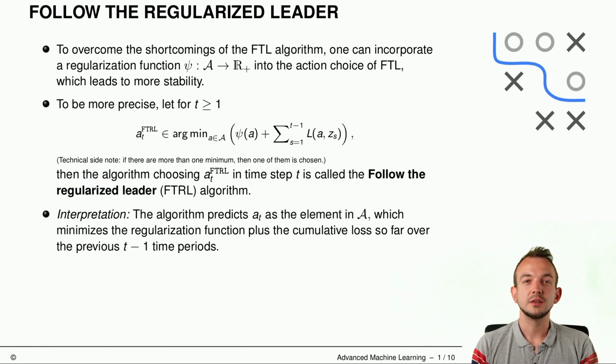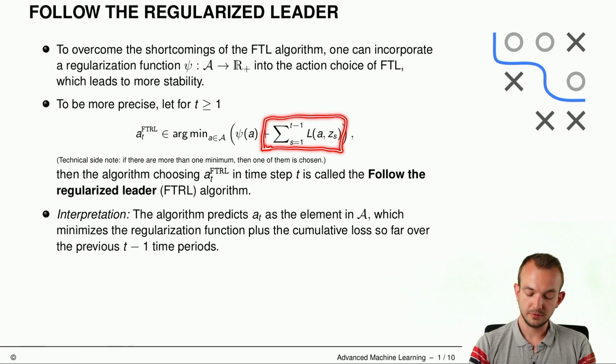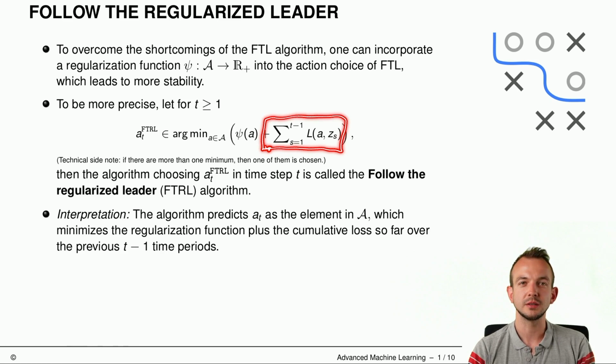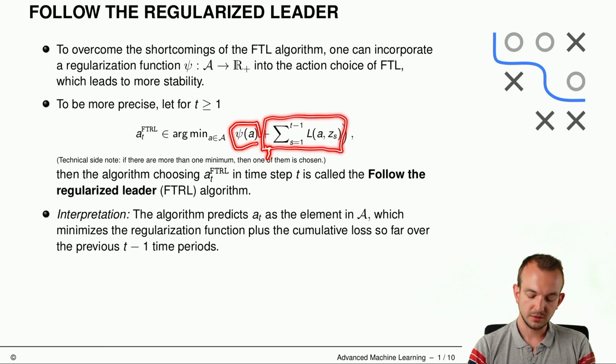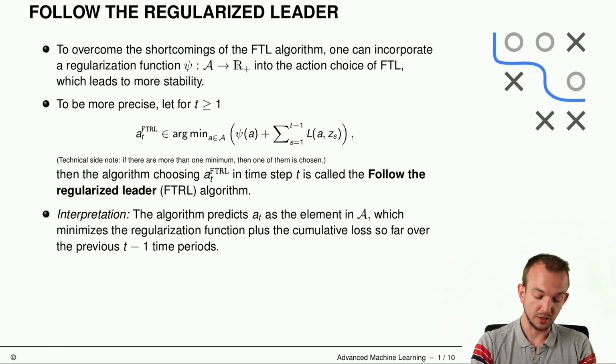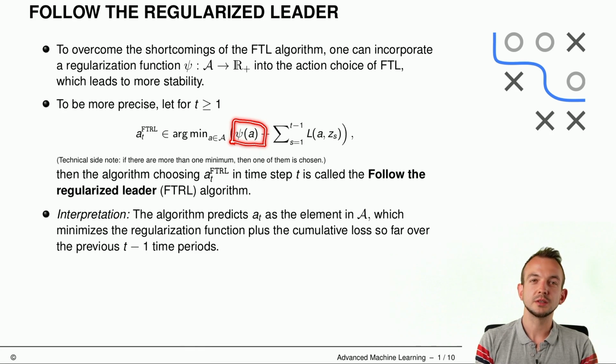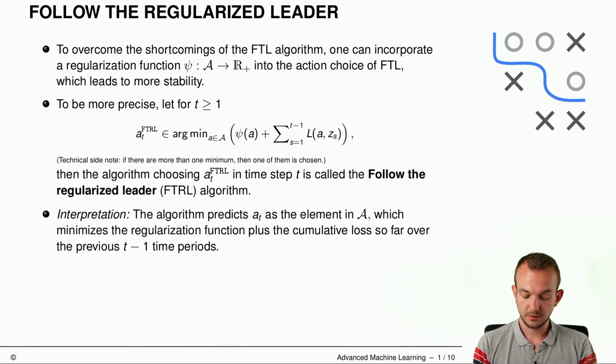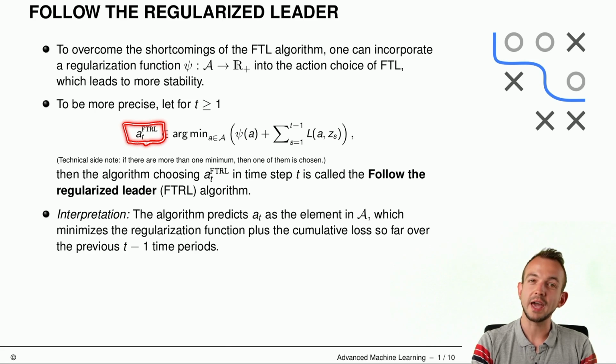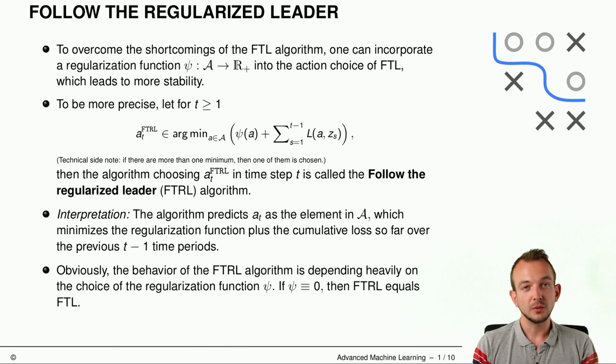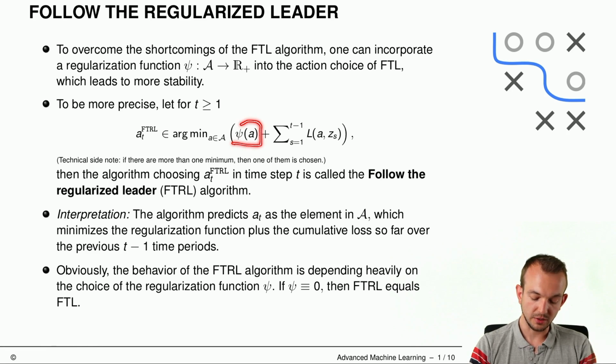And well, what's the interpretation of this action mechanism? So we still kind of follow the leader in terms of the leader with the smallest cumulative loss so far, but the leader also has to have some desired properties which are encoded in the regularization function. So we also add to the cumulative loss this term which is representing desired properties we want to enforce on the corresponding action. And we see we have here a lot of degrees of freedom for choosing this regularization term.